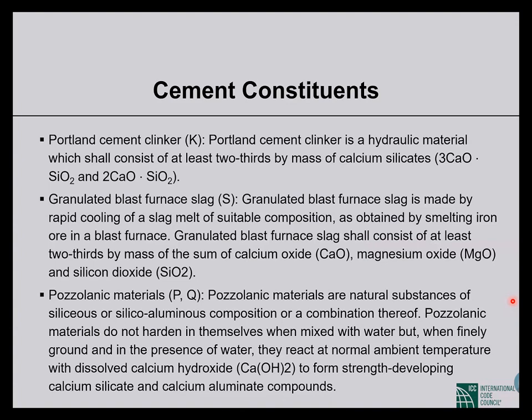Portland cement clinker, what is this? Cement clinker, the major compounds are calcium silicates. So tricalcium silicate or dicalcium silicate, these are the major compounds in cement clinker, which is produced by burning different types of oxides with limestone. So there is a certain procedure and a certain mix of ingredients that will produce clinker. So this is cement clinker.